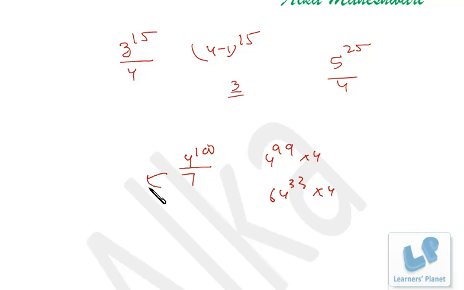Okay. You might have got that. I will just elaborate once again. 64 raised to 33, that's 63 plus 1 raised to 33, into 4. Each and every term will be a multiple of 7 except this 1 raised to 33, that's 1. That 1 into this 4, the final remainder is 4, right? You see how easily and quickly you can solve the problems if you are conceptually clear.